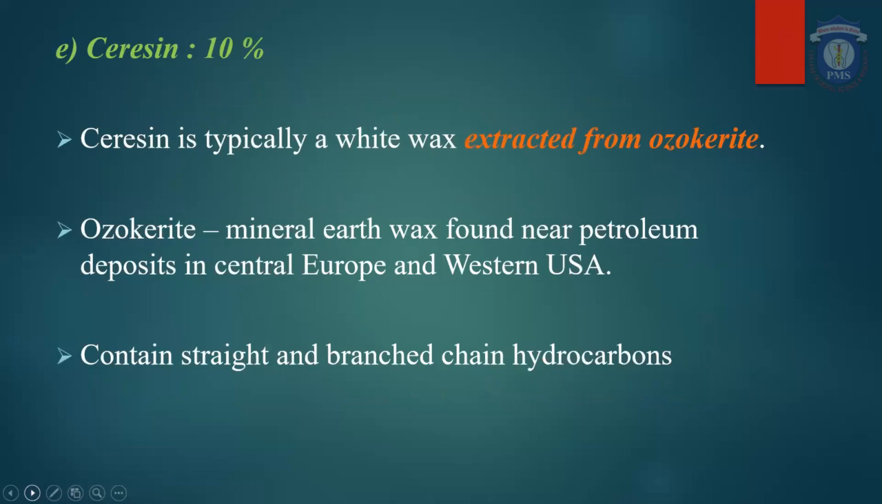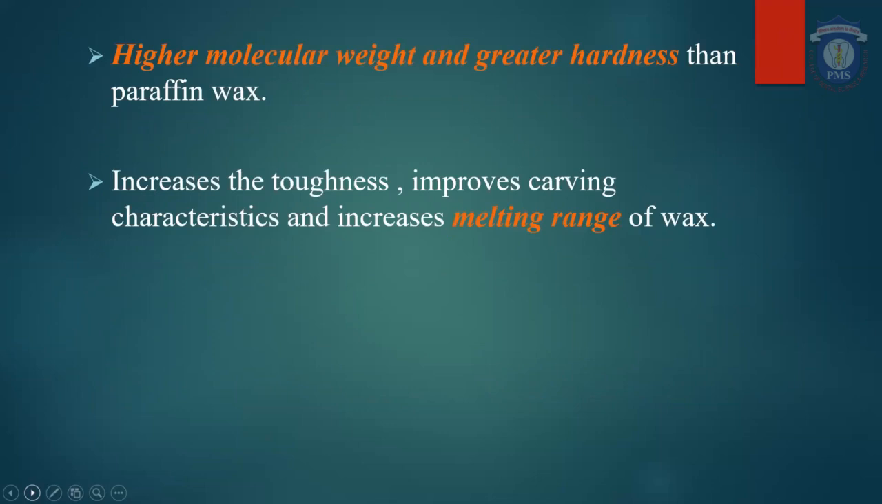Then we have ceresin, 10%, that is typically white wax that is extracted from ozokerite. Now, what is ozokerite? Ozokerite is a mineral ore that is found near petroleum deposits in Central Europe and Western USA. They contain straight and branch chain hydrocarbons. They have a high molecular weight and greater hardness than paraffin wax, increase the toughness, improve the carving characteristics, prevent flaking, and increase the melting range of wax.